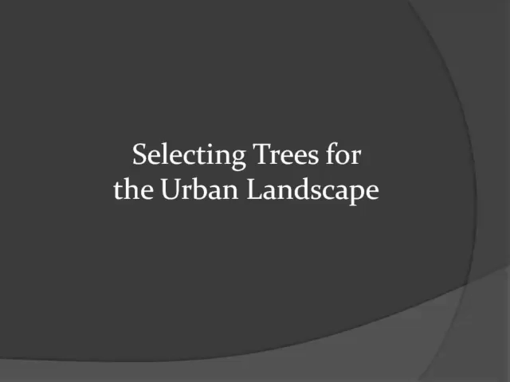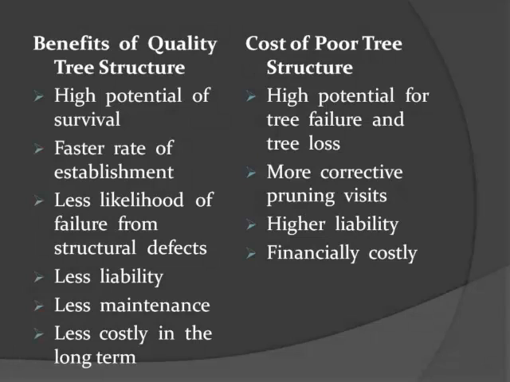This module is all about selecting trees for the urban landscape. It's really important that you select a tree that is healthy and structurally sound. There are a number of benefits associated with selecting a tree with good quality structure. First of all, a good quality tree has a better chance of surviving in the landscape. It also has a better chance of living for a long time than a poor quality tree.